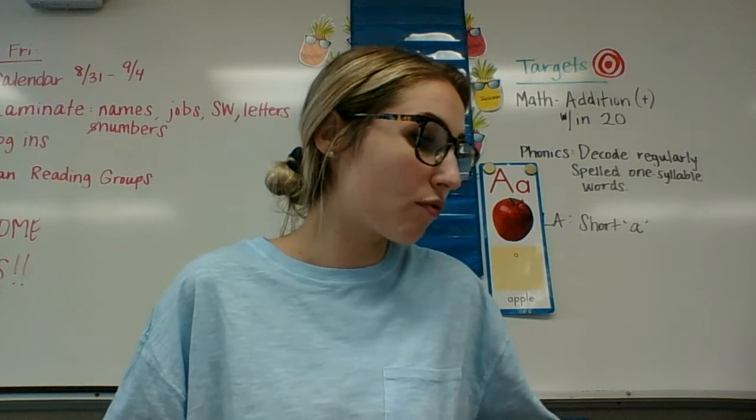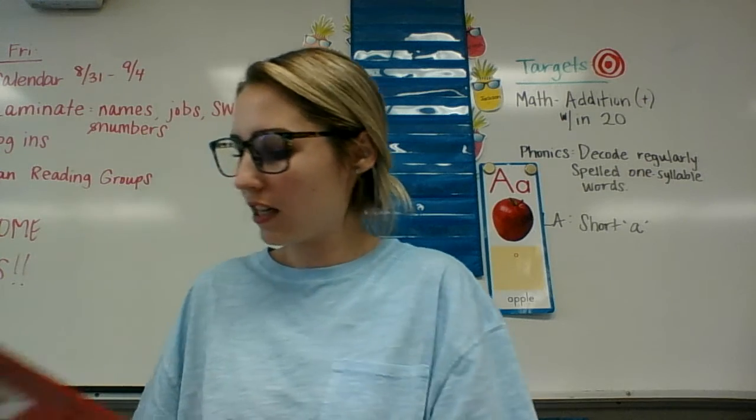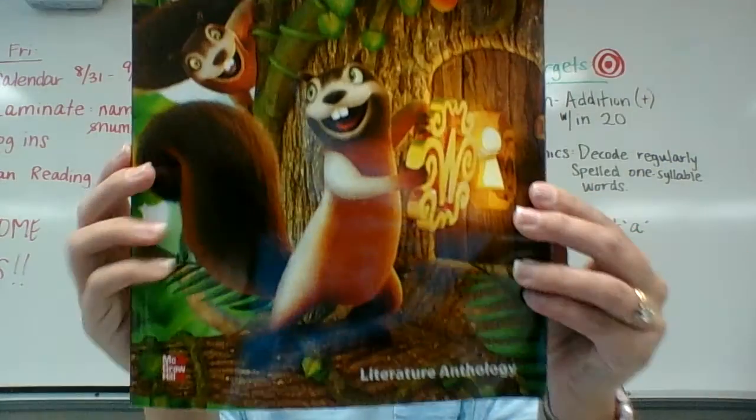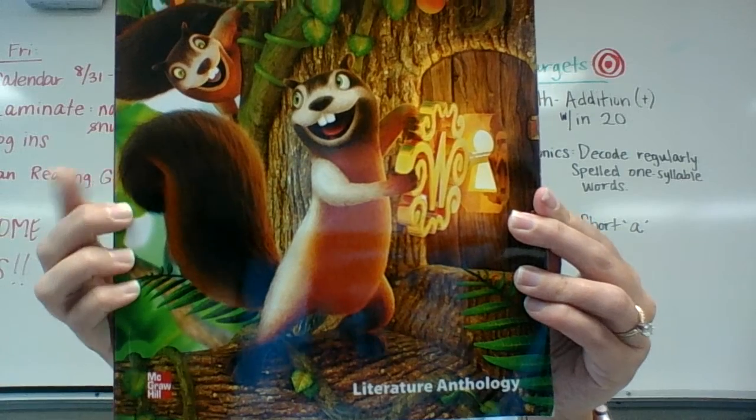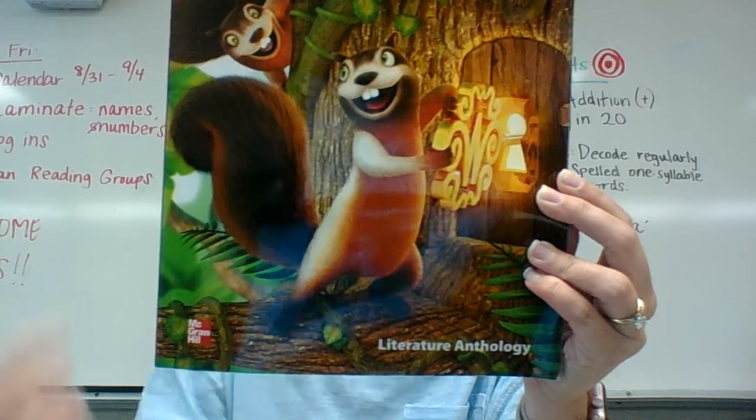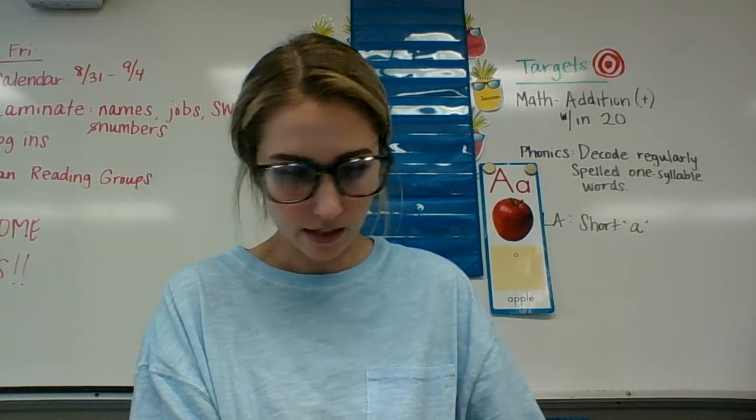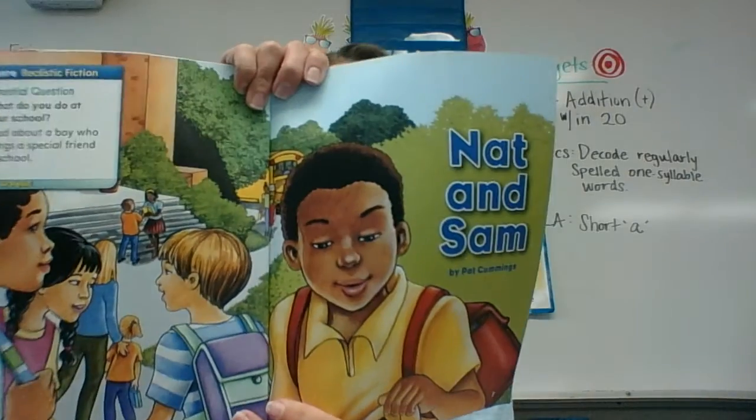After that, I read a story called Nat and Sam. You can find it in this book, your literature anthology book. It has a squirrel on the front. At the bottom, it says literature anthology. And it's page 6, I believe. 6 is the beginning of the story.